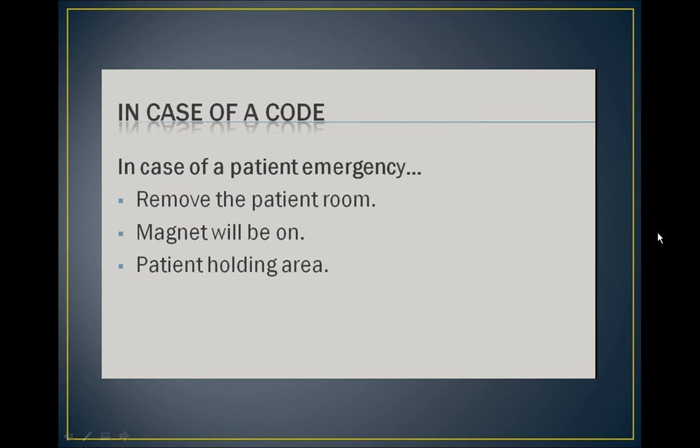The first step in case of a code is to remove the patient from the scan room. There is no way of shutting down the magnetic field quickly enough if using a superconductive magnet. The patient must be taken to a nearby holding room to perform emergency procedures safely outside of the strong magnetic field. Do not allow emergency personnel into the MRI suite.